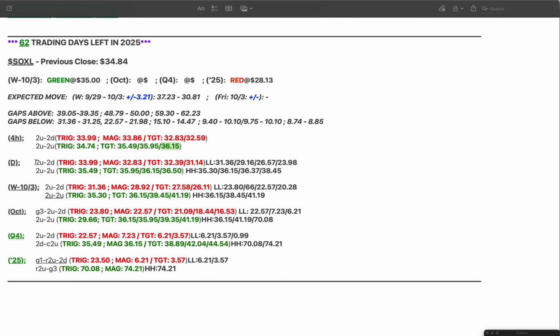From the day perspective, especially if you want to swing overnight, we would have a 2 up, 2 down to the downside, triggering at 33.99 with the magnitude of 32.83, extended targets of 32.39 and 31.14. To the upside, we would have a 2 up, 2 up continuation. So no reversal, no magnitude, just targets after the clear trigger. So the trigger would be 35.49, targeting 35.95, that magic number 36.15 and 36.50. All right, so there's your triggers and targets.